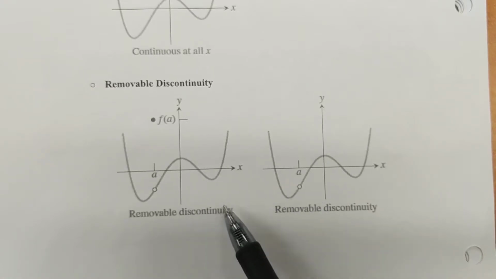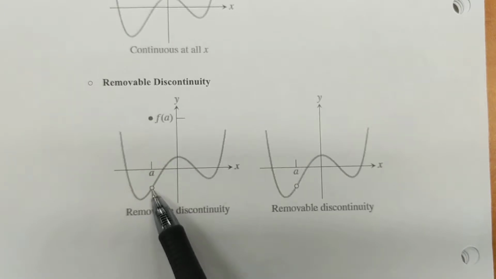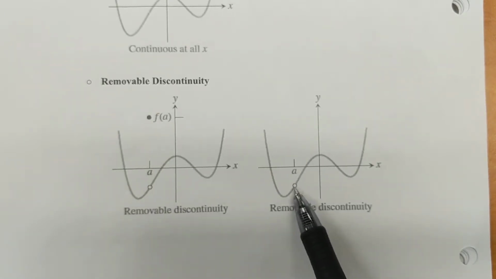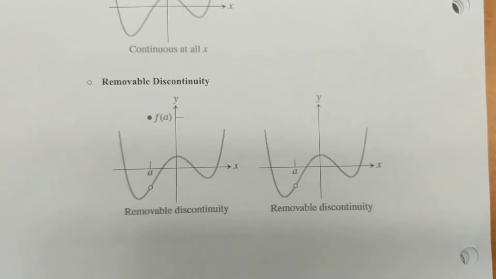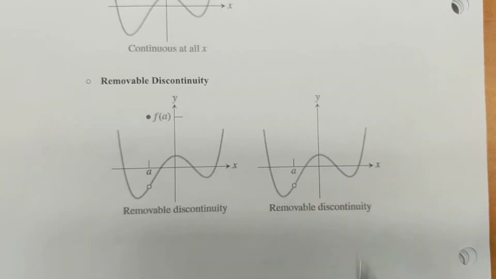These are both removable because I can get rid of that hole. In this case, I can just move this closed circle down to fill it in, and this one I can just essentially write an extra addition to the equation to fill the value in. Like I say, at x equals a, f of x has to equal whatever that number is. I can change the value.